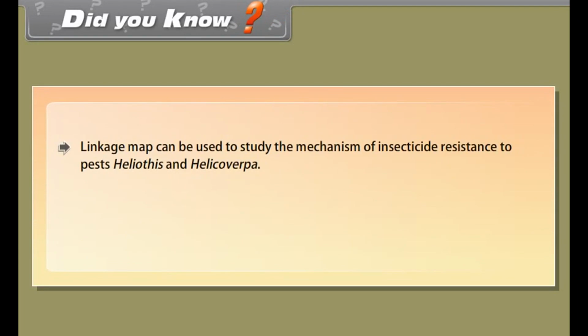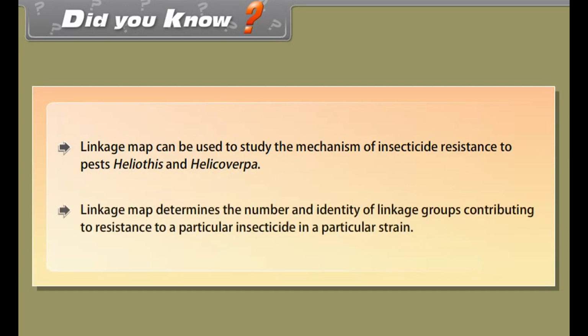Did you know? Linkage map can be used to study the mechanism of insecticide resistance to pests Heliothis and Helicoverpa. Linkage map determines the number and identity of linkage groups contributing to resistance to a particular insecticide in a particular strain. Summary.